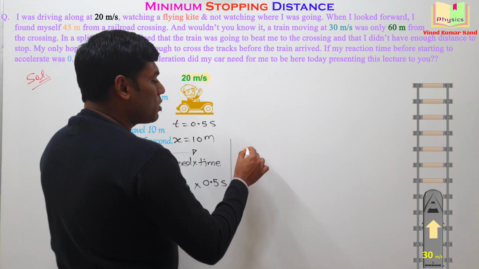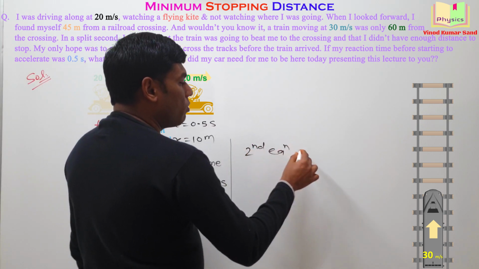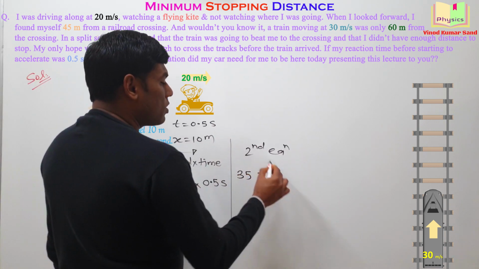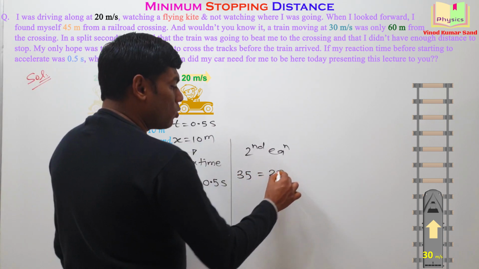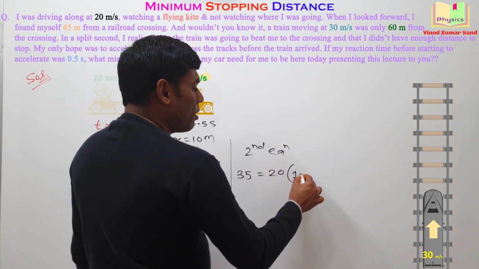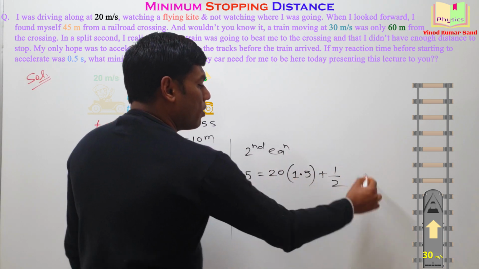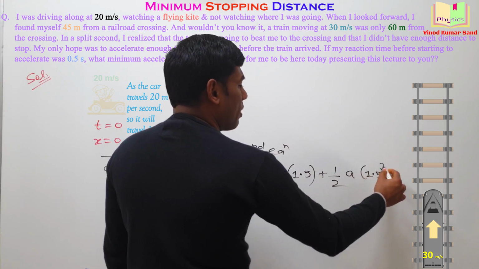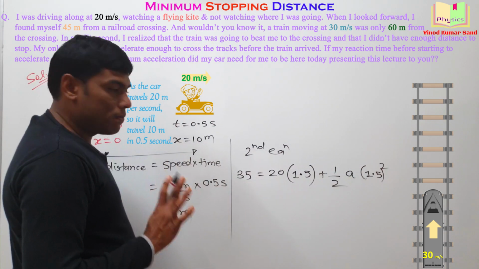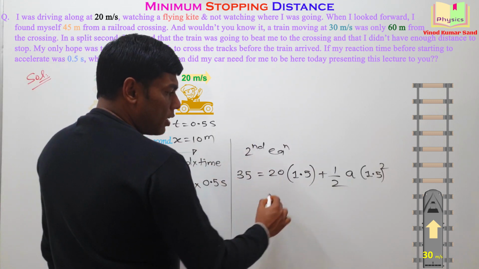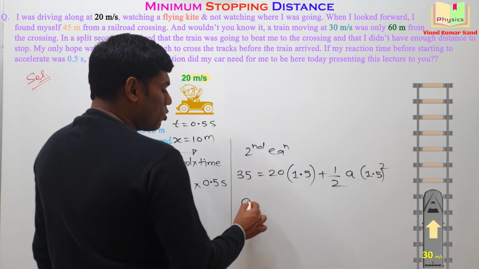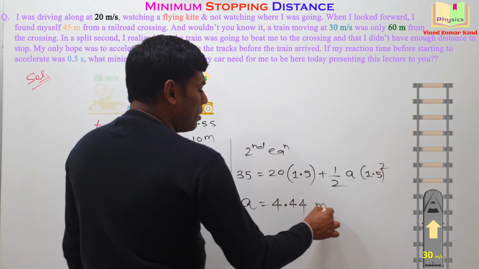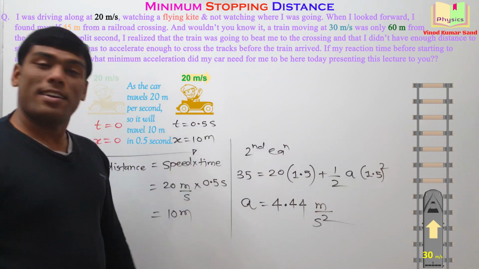Okay. I'm using here the second equation of motion. Displacement 35 is equal to the speed 20 times time 1.5, plus half, acceleration is unknown, times time 1.5 second squared. Is it okay? Let's do the computation. Here the only unknown is a. So when we compute it, it will come out to be 4.44 meter per second square.